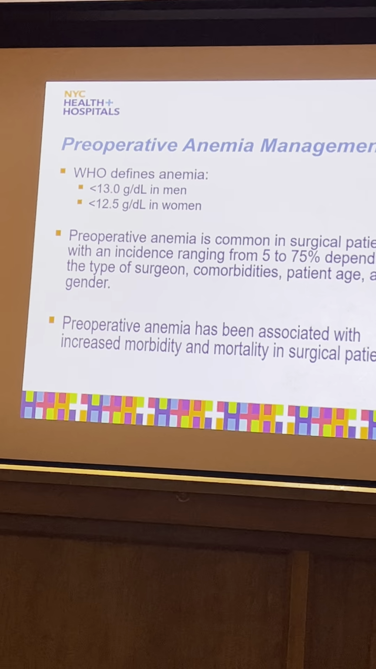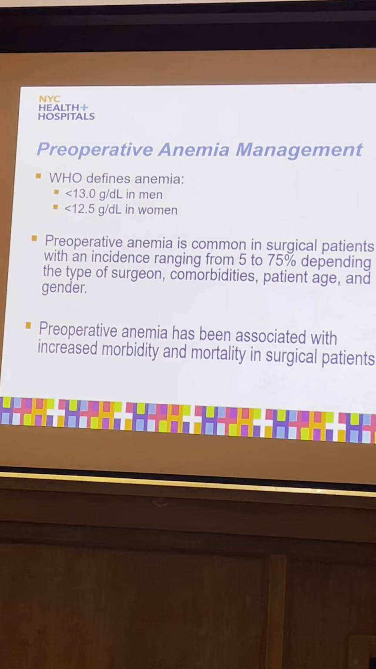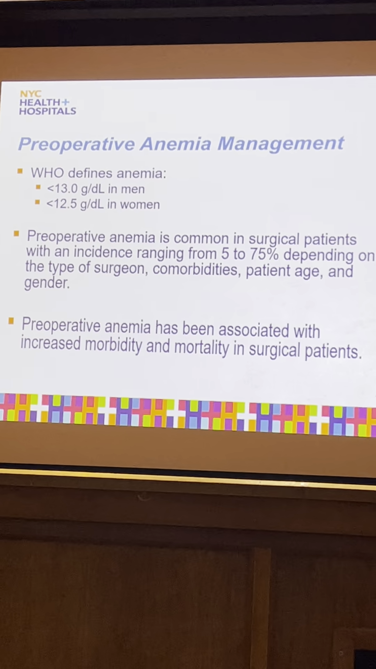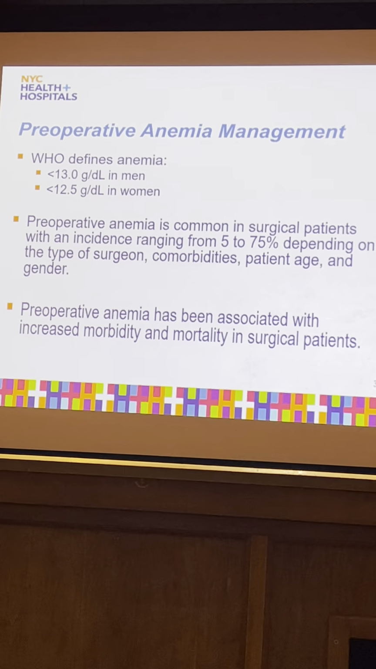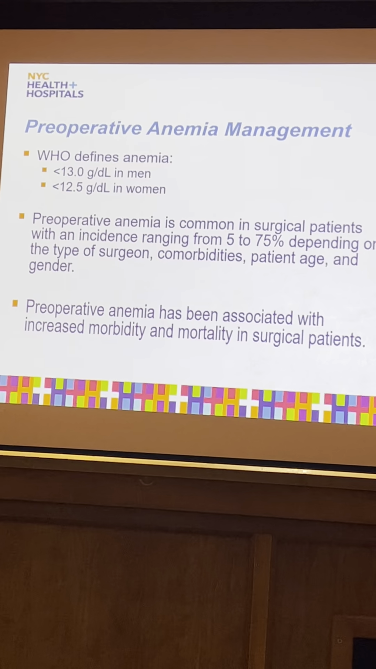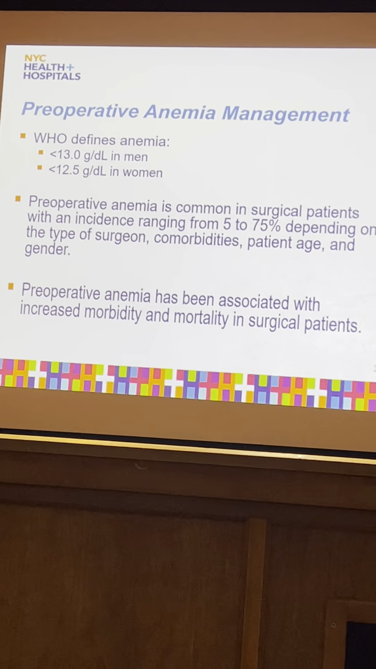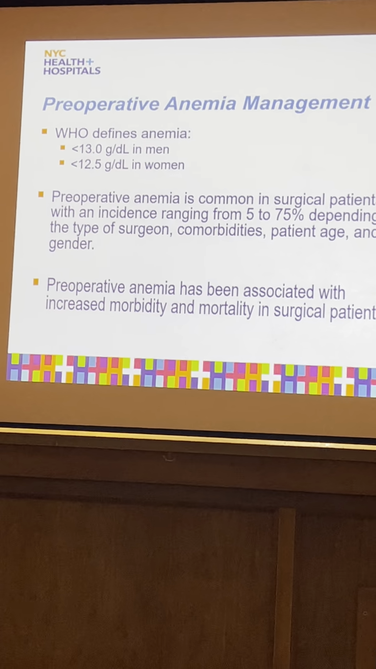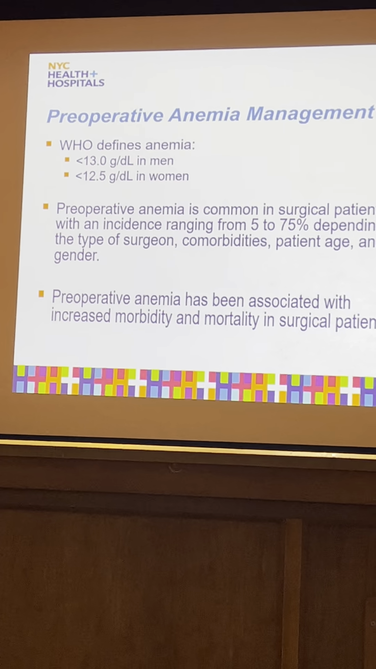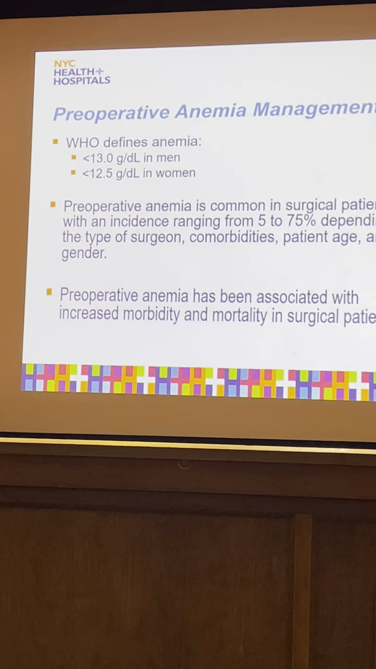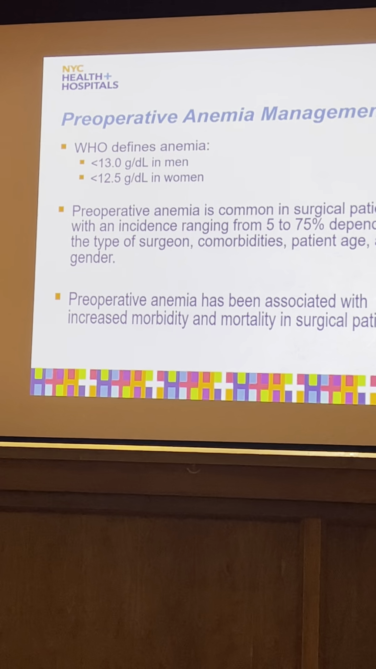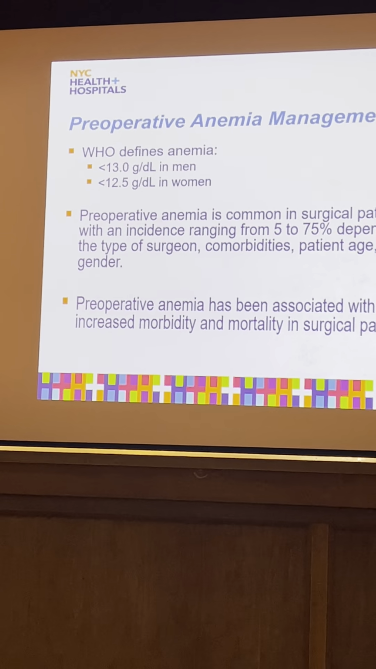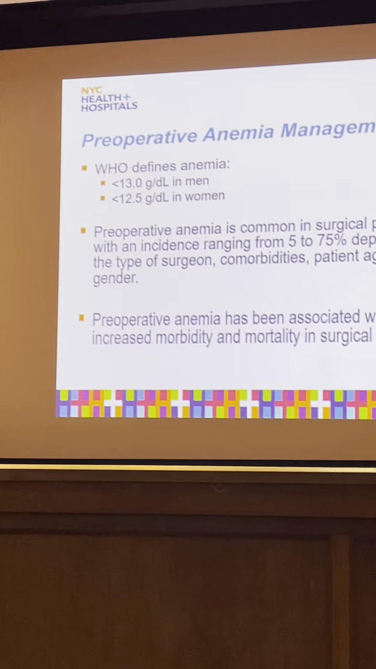So as you know, the WHO defines anemia as less than 13 grams per deciliter for men and less than 12.5 for women. Studies show that preoperative anemia is common in surgical patients, which has a wide range, right? Depends on the type of patient, pre-existing conditions, about 5 to 75%, also depending on patient age, comorbidities, gender, and so forth, and the type of surgery.